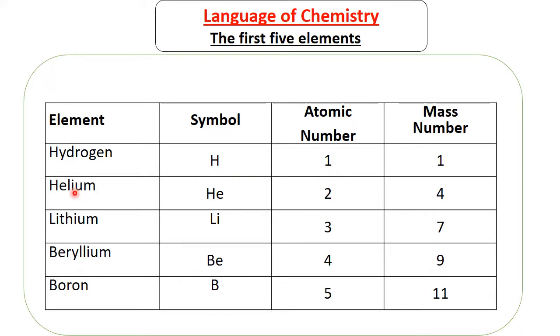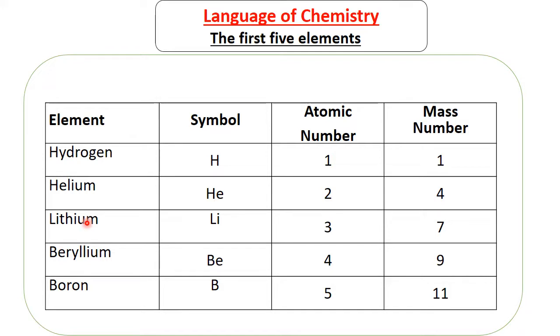Then helium is represented by He, and keep in mind that for elements whose symbols have 2 letters, the first letter is a capital, the second is a small. So helium has an atomic number of 2 and the mass number is 4. For the mass number to be 4, it means the number of neutrons is 2. So it has 2 protons and 2 neutrons, which gives us 4.